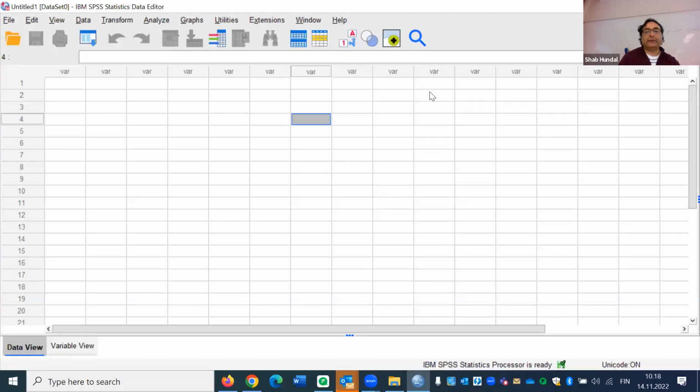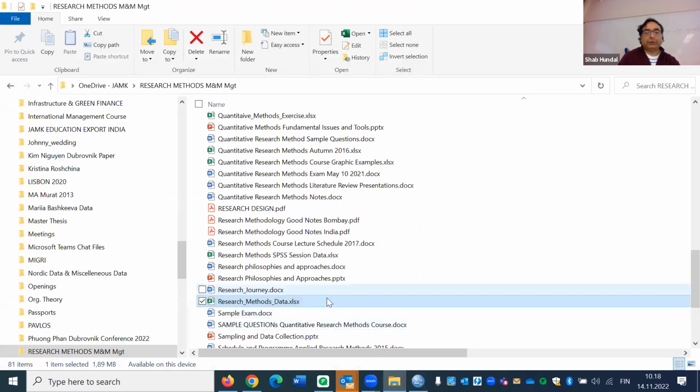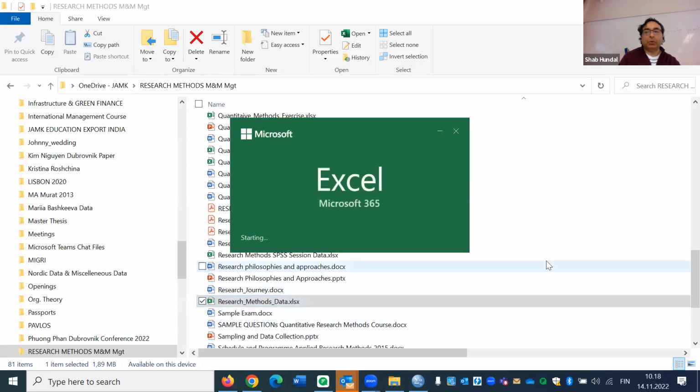Do we have this kind of workspace? Yeah. Do we have it? So this is your SPSS workspace. And then open up your research methods data file in Moodle, and keep it open.